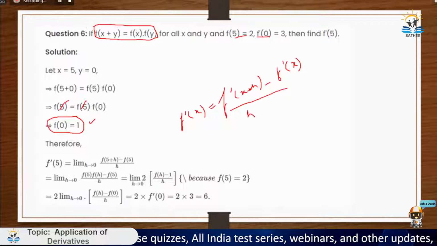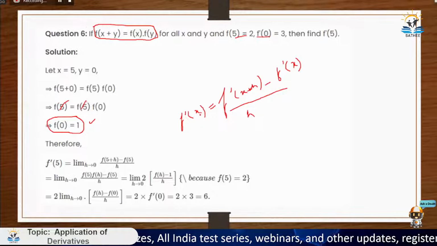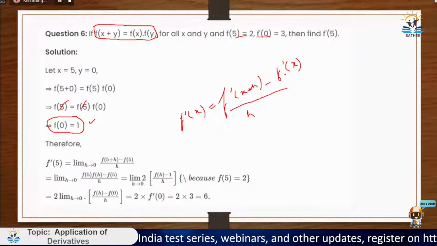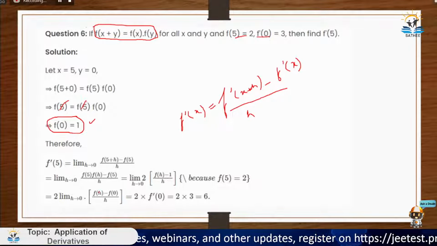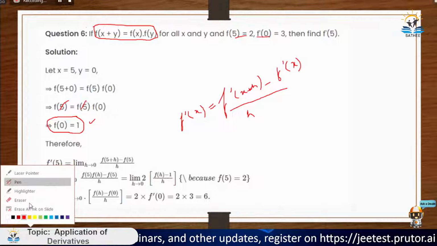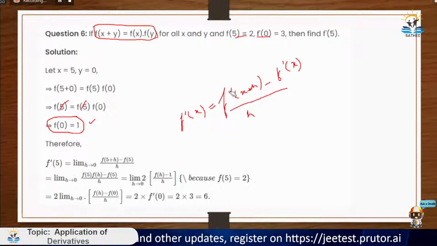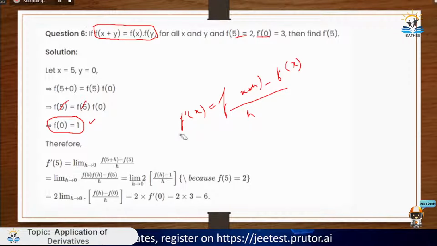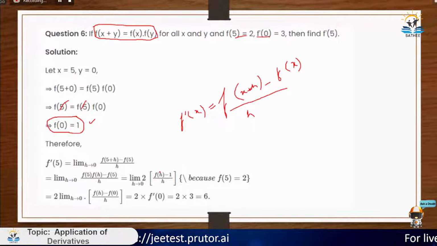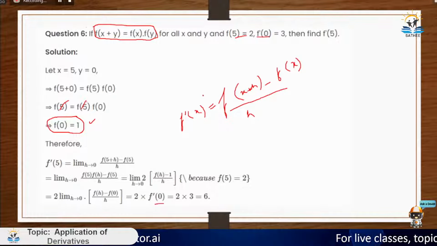Okay, so from here, if you put x equal to 0, you will get f dash 0 equal to f of h minus f of 0 upon h. That's what it is written here. Not f dash, sorry, it would be simple f only. So it would be f of 0, sorry. So it would be f of h minus f of 0 divided by h. That's what it is written here. So it is f dash 0, and f dash 0 is given to you as 3. So your final answer would be 6.